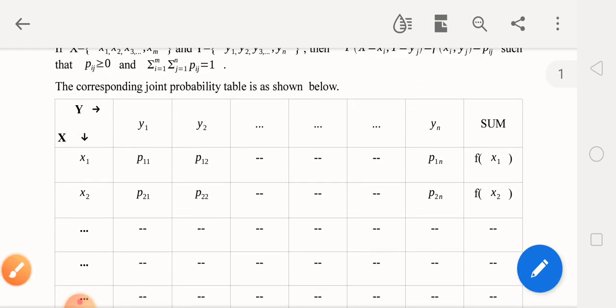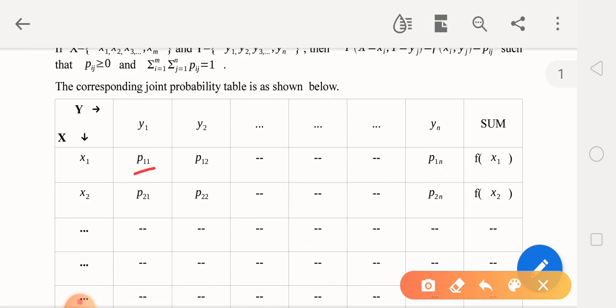Now how to fill the table? This P11 is the probability when X equal to x1 and Y equal to y1. P12 is the probability when X equal to x1 and Y equal to y2. So here you have to write the probability when X equal to x1 and Y equal to y3. So on, this denotes the probability when X equal to x1 and Y equal to yn. Now sum all these probabilities and take that as f of x1.